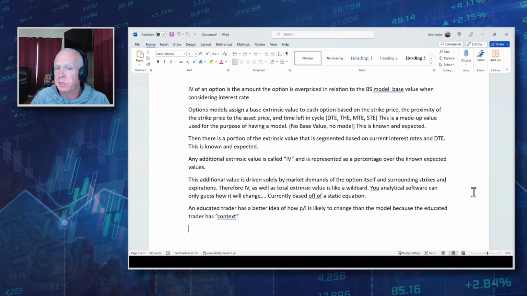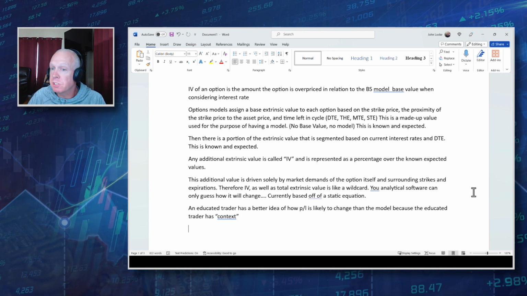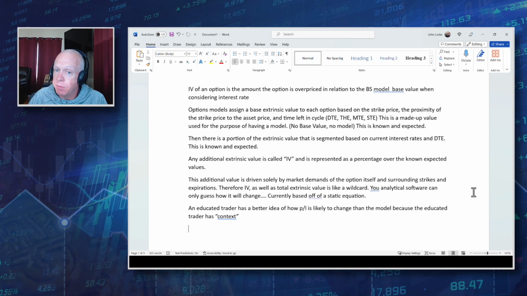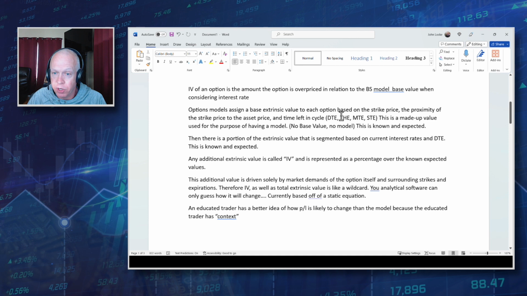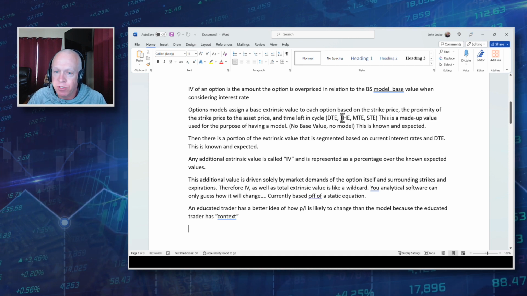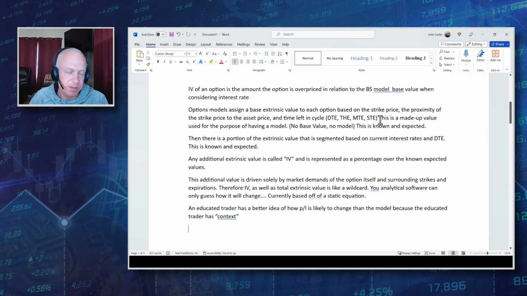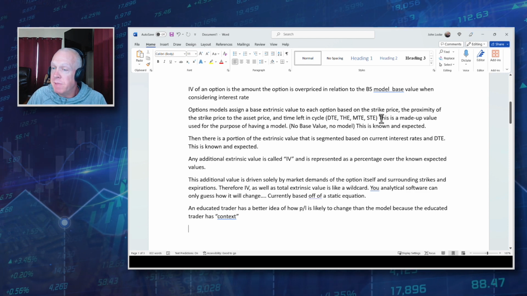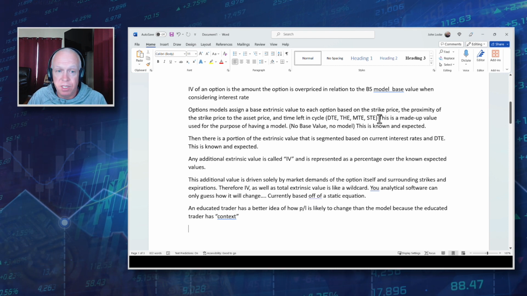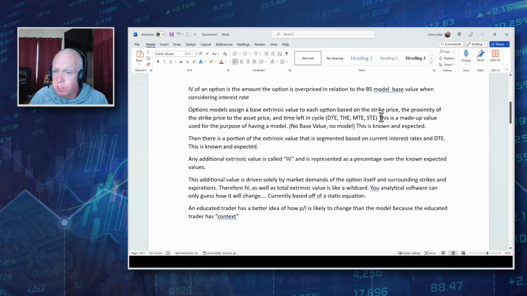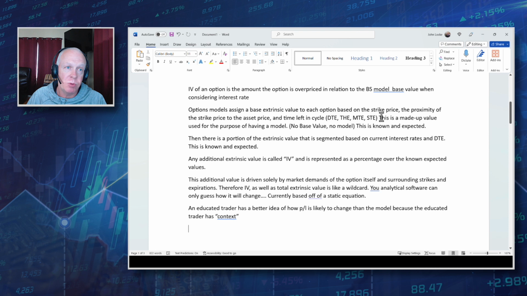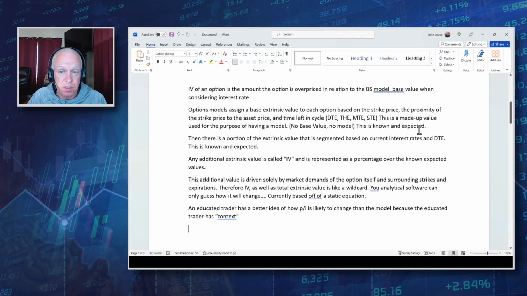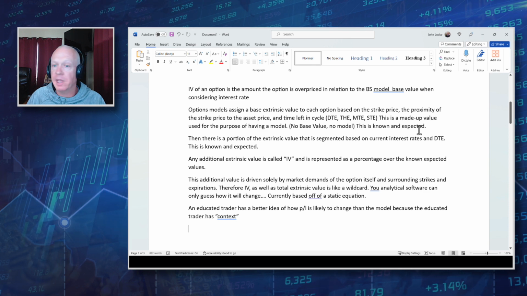So the model is going to assign a base extrinsic value to each option, and that extrinsic value is based off the strike price of the option, the proximity of the strike price to the asset price, and the time left in the expiration cycle. I have here days to expiration, but it's also hours, minutes, seconds to expiration. Basically, depending on the total time left until that option settles, it has what we call a base value. And that base value has only one purpose: so that they can have a model. If they don't have a base value, you don't have a model. This base value is known at all times, and it's expected at all times. And the model uses that number to determine everything else that you're looking at.